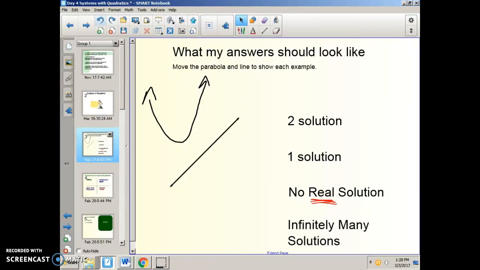And then infinite would be where it overlaps, kind of like the last time we talked about. So if I have a red parabola that overlaps this black one, they're obviously going to have the same points for infinity. So that's where you get the infinitely many solutions.